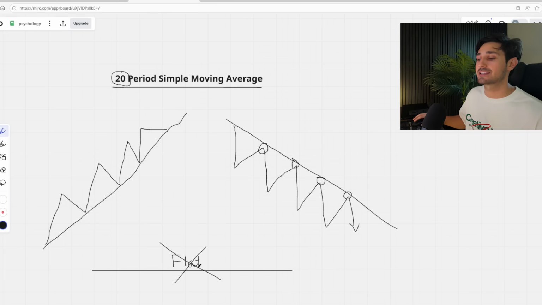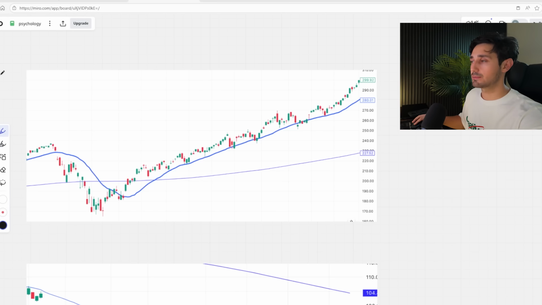A flat 20 MA suggests lack of momentum, and it suggests that prices are sideways. So here's a great example of exactly what I just talked about. This is the 20 MA, this thick blue line. And what do we have here? We have an uptrend. We have higher highs, higher lows on the charts, and you could see that the 20 MA is rising, it is underpriced, and look how well prices respect this 20 MA.